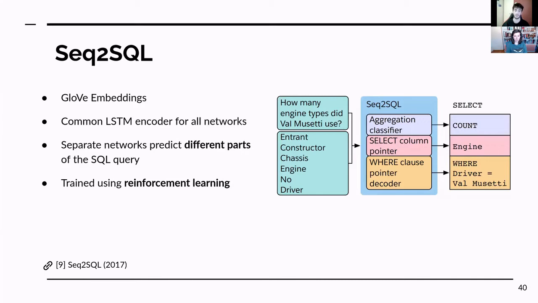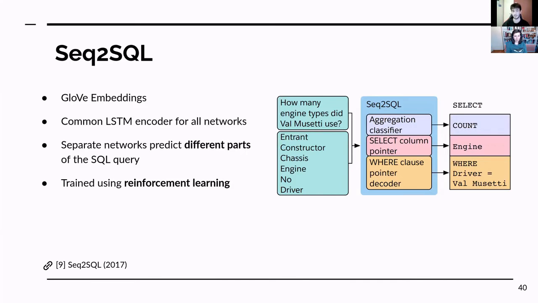So it has a network that is going to predict which aggregation function will be present in the select clause, for example, count, max, average, and so on. A second network predicts which column of the table will appear in the select clause. And a third network is responsible for predicting the entire where clause. And this network follows a sequence-to-sequence architecture, and this is the main reason why Seq2SQL is a sequence-to-sequence based system.